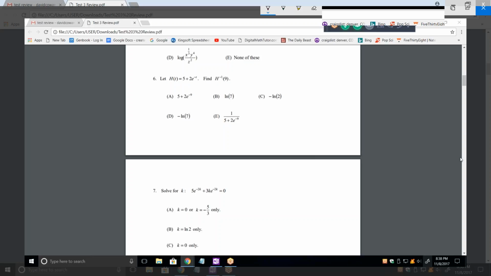All right. h of t is 5 plus 2e to the t, and they want to find the inverse of h evaluated at 9. All right, let's talk about how we find inverses. First of all, I'm going to change that h of t to y, just because we're used to working with y.